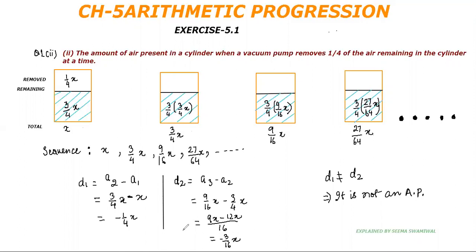So the two differences you have calculated are not equal. That indicates that it is not an AP, and therefore you will stop checking. The moment you find that the common difference is changing, that means this cannot be an AP, and you will stop your checking. So children, this is the way you will do it. Now next question.